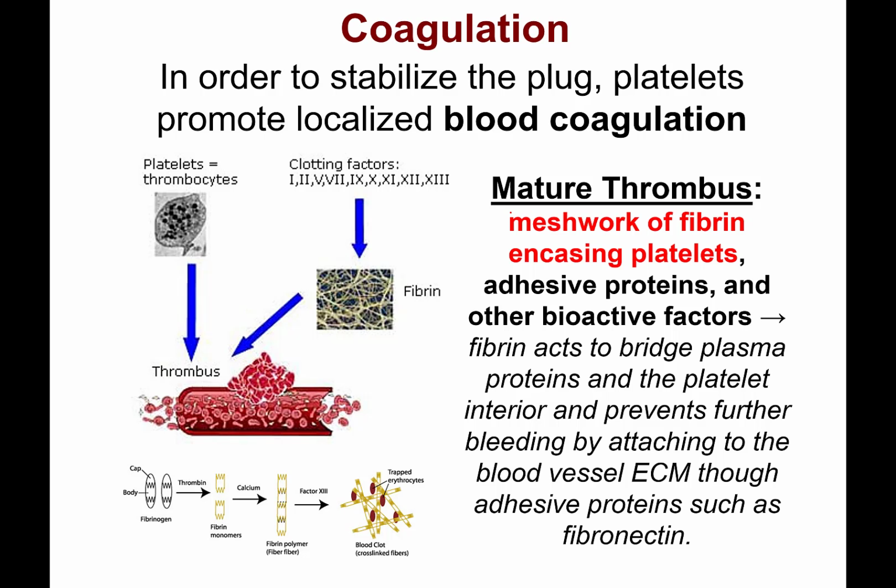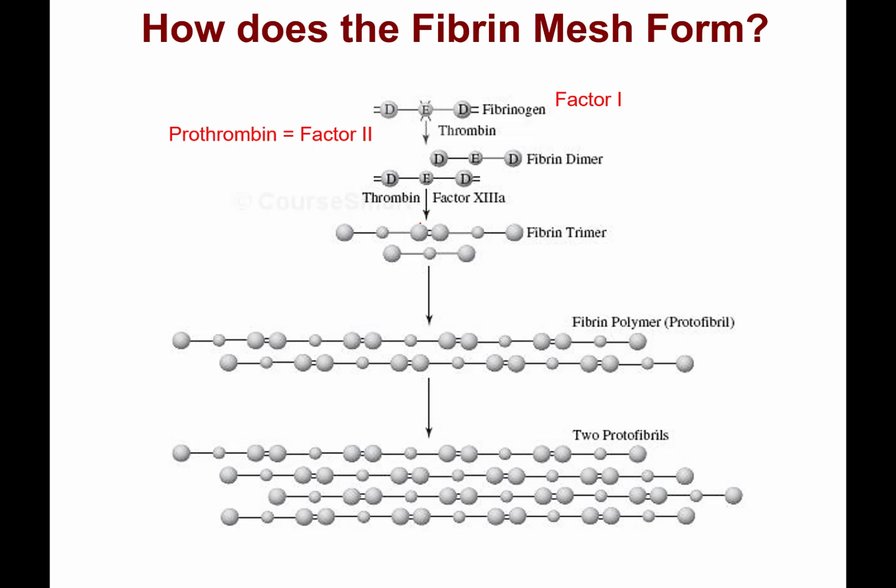And the key thing that we get to is that there is a meshwork of fibrin that encases the platelets. And in this case, the fibrin acts to bridge plasma proteins in the platelet interior, and then it prevents further bleeding. So you can think about it as reinforcing that platelet plug. So how does the fibrin mesh form? Well, this is a cartoon illustration from your textbook that shows this process.